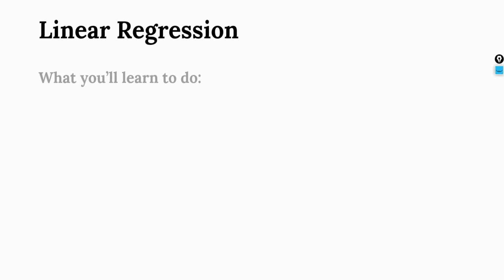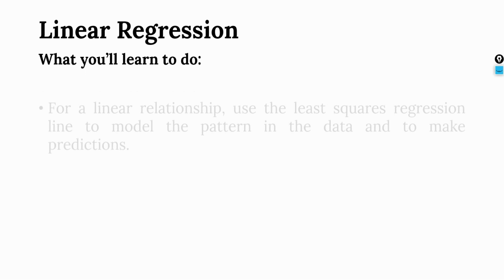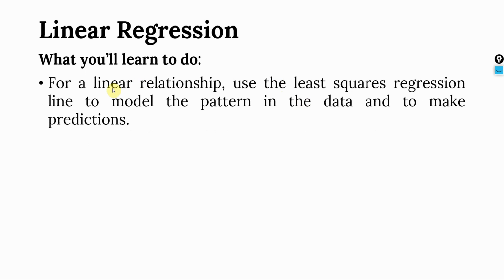Linear regression. Now what will you learn? For a linear relationship, I use the least squares regression line to model the pattern in the data and to make predictions. So we will use a regression analysis in order to predict a certain outcome based on certain predictors.